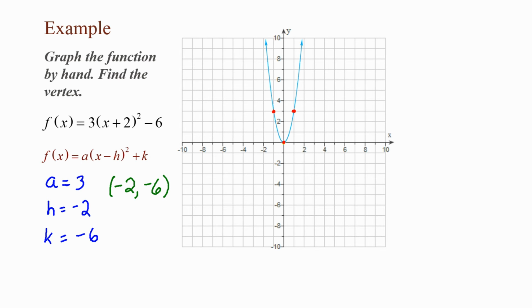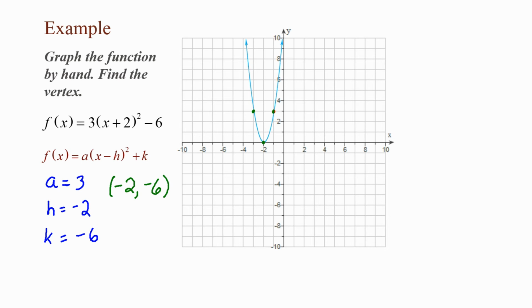Now I want to look at how h is going to change my graph. I'm going to move my graph 2 to the left. So 0, 0 becomes negative 2, 0. 1, 3 becomes negative 1, 3. And negative 1, 3 becomes negative 3, 3. Now I'm ready to draw my next parabola.